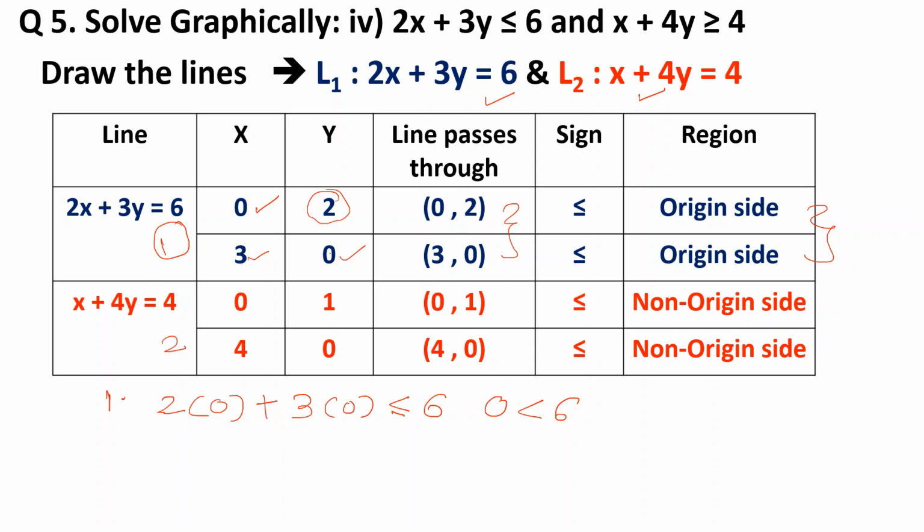Come to the second line now. For the second line, I should find out the coordinates. So if I put x is equal to 0, y comes out to be 1. If I put y is equal to 0, x comes out to be equal to 4. So these are the 2 points. Check the condition for selection of the region, origin or non-origin. So it will be 0 plus 4 into 0 greater than or equal to 4. So 0 greater than 4. Condition is not satisfied. In the first case it was satisfied, second case not satisfied. So I am taking here non-origin side as my solution for the second line.